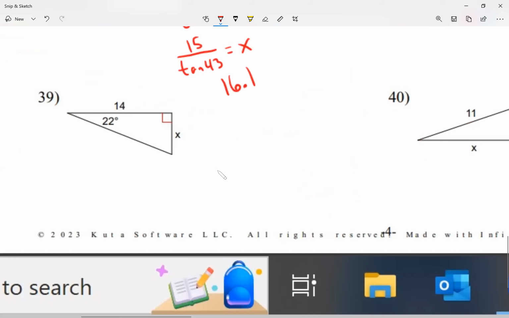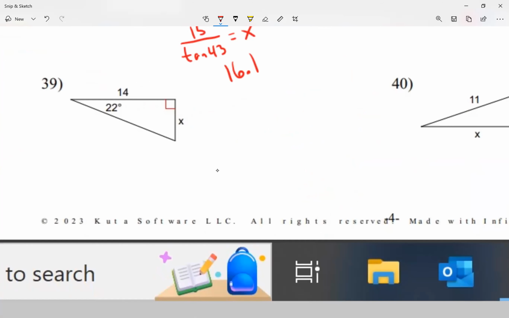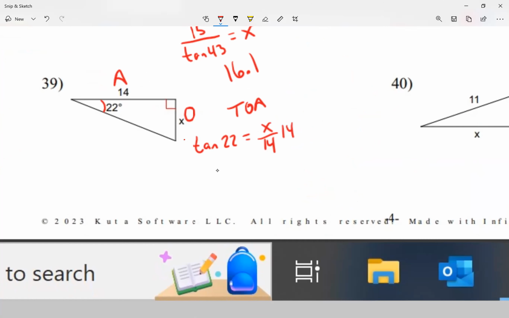Looking at number 39. I don't have the hypotenuse, but based on the 22 degrees, x is the opposite, 14 is the adjacent. And I remember the acronym TOA, which means tangent of 22 is equal to x over 14. Nice, now x is on top, so that's going to be easy. I'm going to multiply both sides by 14. So that means that 14 times tangent of 22 is equal to x. Now let me grab my calculator.